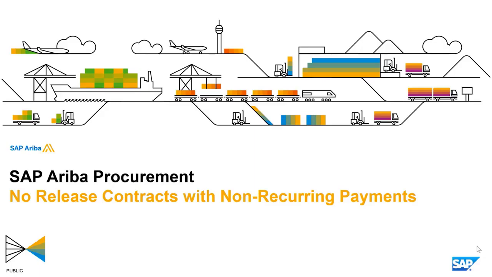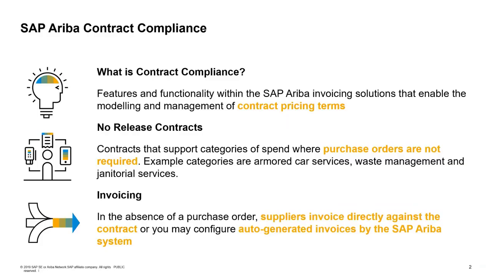system for no-release contracts with non-recurring terms. SAP Ariba's contract compliance functionality enables your organization to model complex contract terms that you have negotiated with your suppliers. One such type of contract is a no-release contract with non-recurring terms.